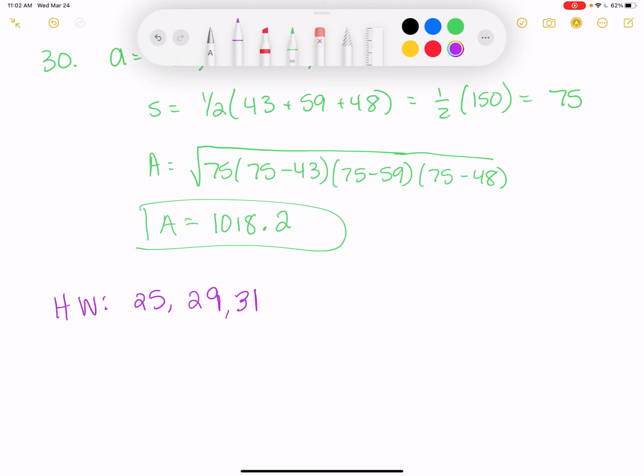There we go. My foot fell asleep. 25, 29, and 31 are the area problems.